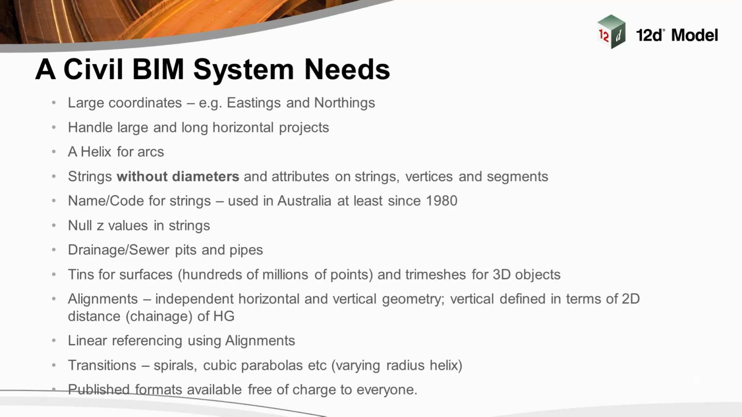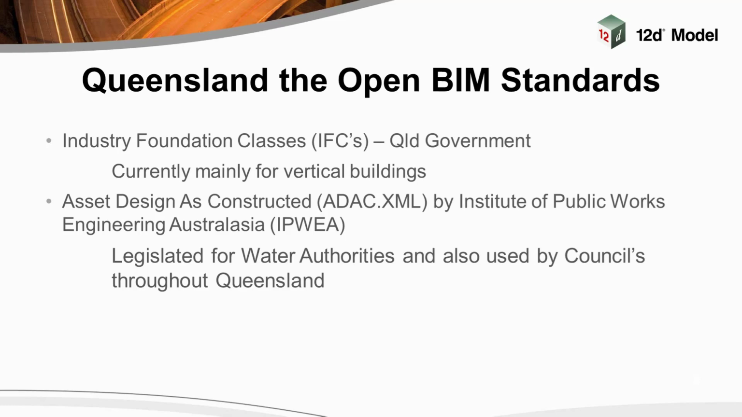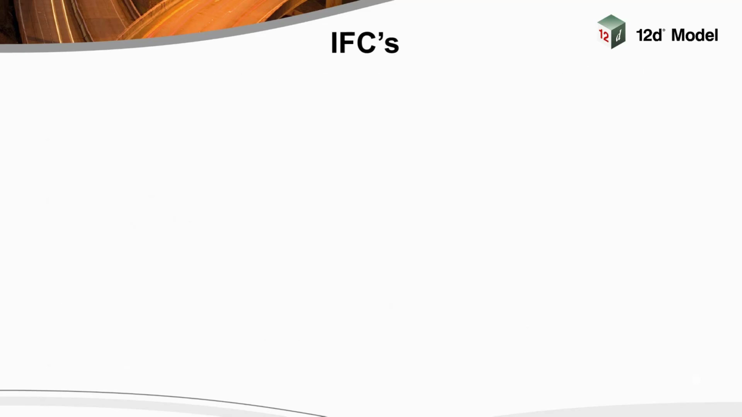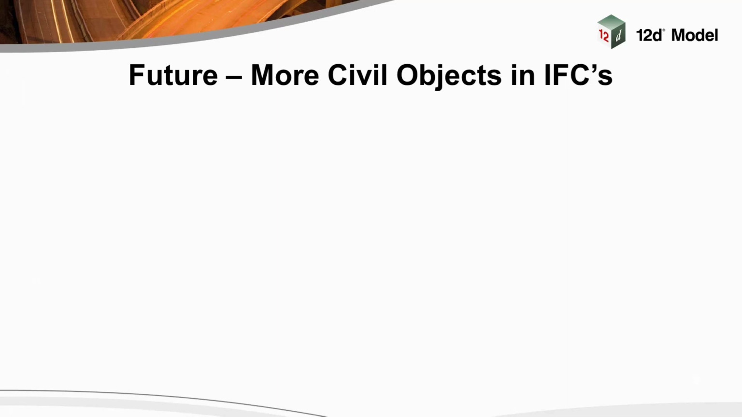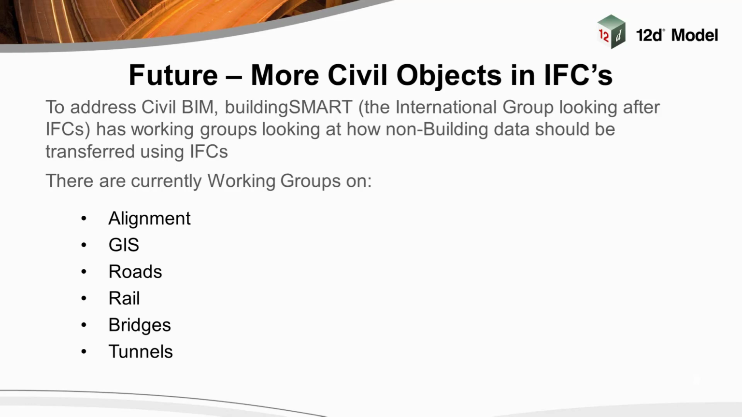Queensland have adopted the Industry Foundation Class for there, and they've done some pilot projects within Queensland as well. So just going back at looking at IFCs again, most elements for the civil, as we saw from that bridge coming in, are in the building element or the element proxy. So the future for civil objects in IFCs, to address civil BIM, Building Smart, the international group looking after the IFCs, has a working group on how to provide transfer formats for non-building data. And they're currently working on alignments, which the alignments is actually in there now, GIS, roads, rail, bridges and tunnels.